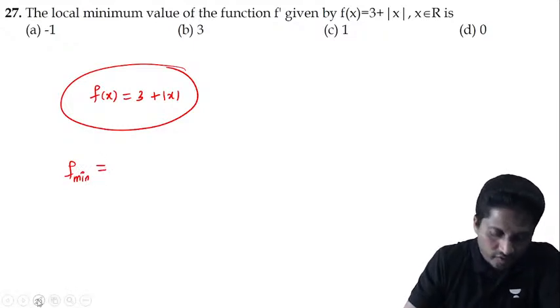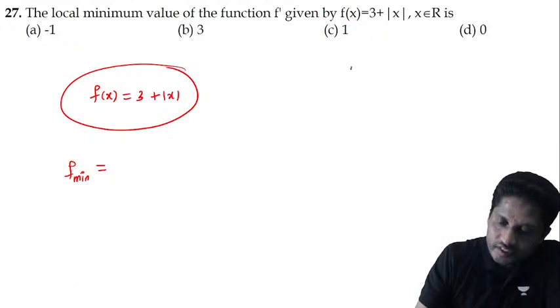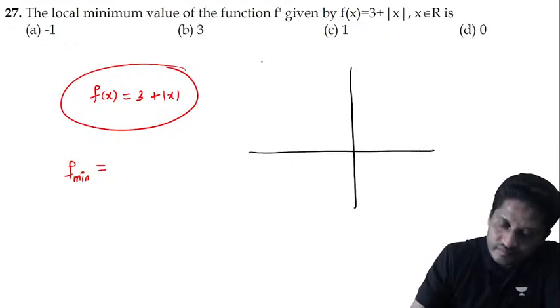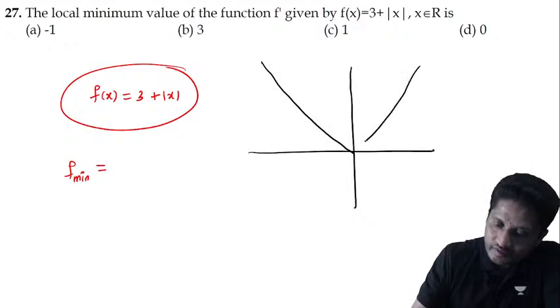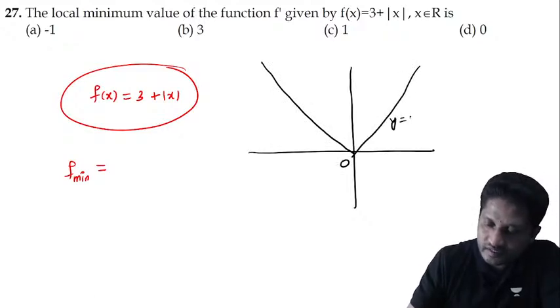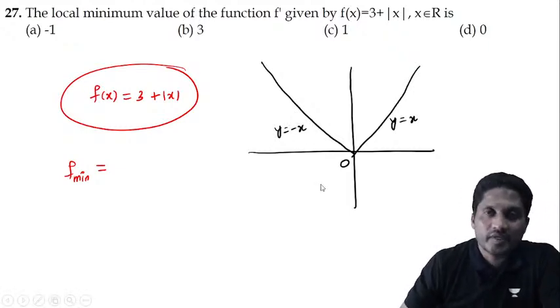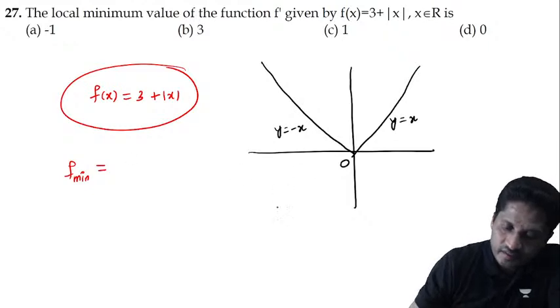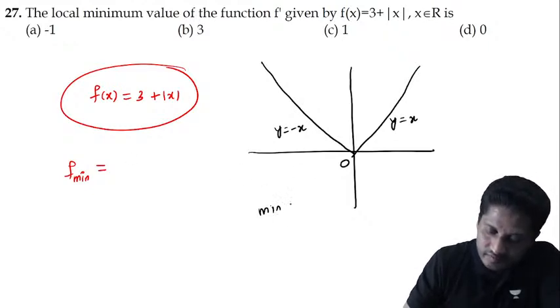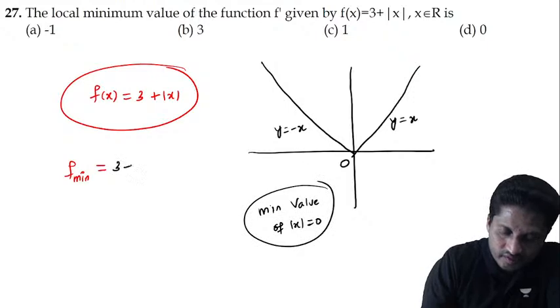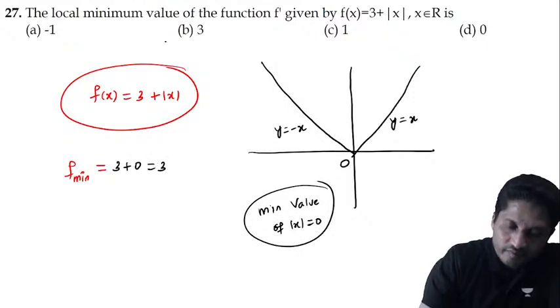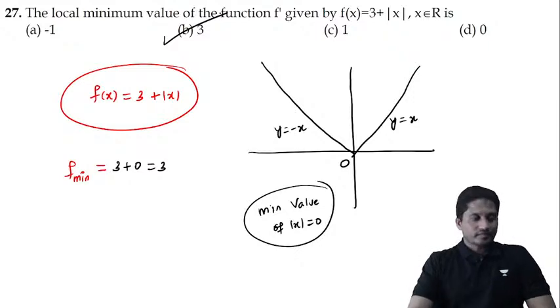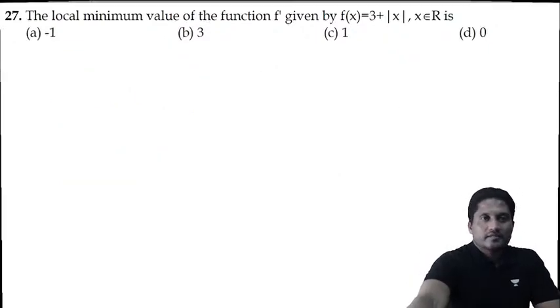What is the minimum value of mod, guys? Mod is a V-shaped graph, and you get a sharp edge at 0. This is y is equal to x, this is y is equal to minus x. The minimum value of mod cannot be negative, the minimum value of mod is 0. So the minimum value of modulus of x is 0. F minimum is equal to 3 plus 0, which is equal to 3. So the minimum value of mod is 0, and the answer will be 3. Let's move to the next question.